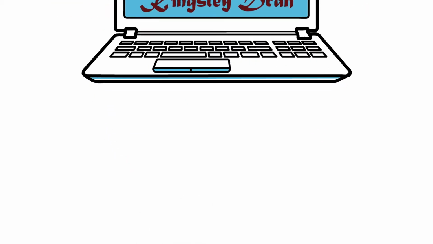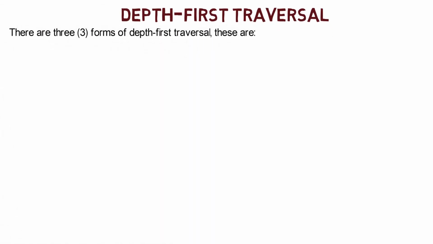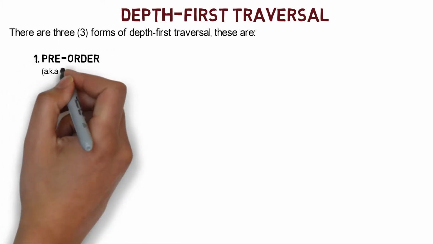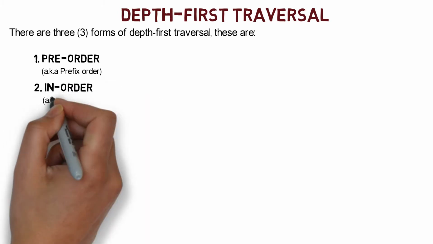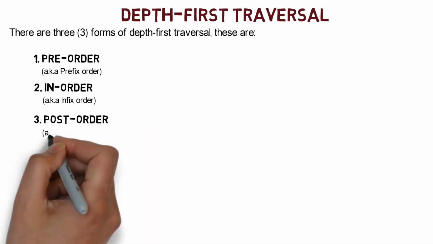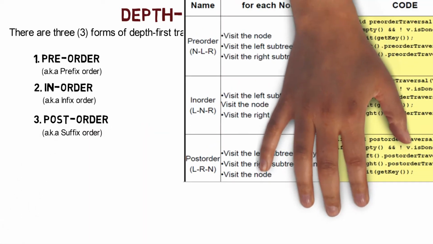Let's dig right in. Depth first traversal. There are three forms of depth first traversal, and these are PreOrder, which is also known as the Prefix Order. We also have the InOrder, also known as the Infix Order. Last on the list is the PostOrder, also known as the Suffix Order. Now let's take a general overview of what to expect in each traversal.